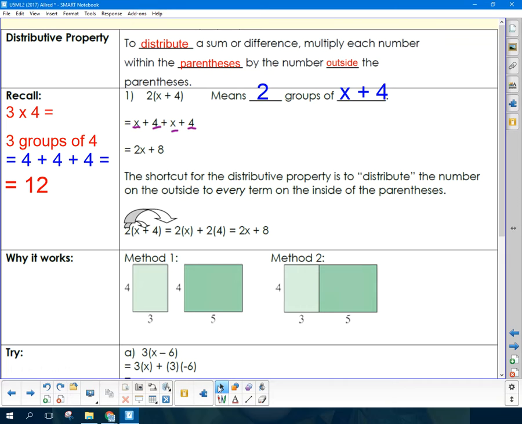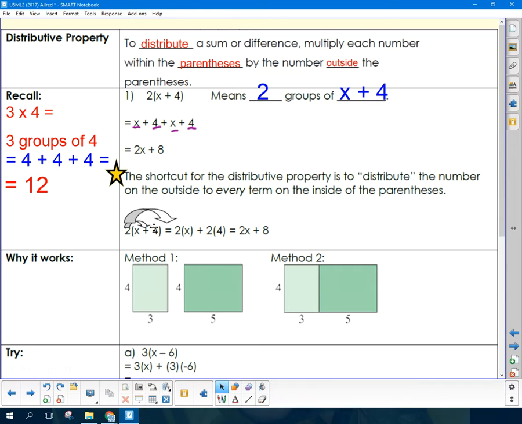Now, I could certainly do that every time I had a problem with a number outside parentheses like that, and just use repeated addition to show what it was. But if I had 18 times (3x + 7), it would take me a long time to write all that out. So there's a shortcut. The shortcut is called the distributive property.